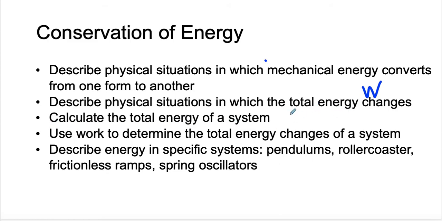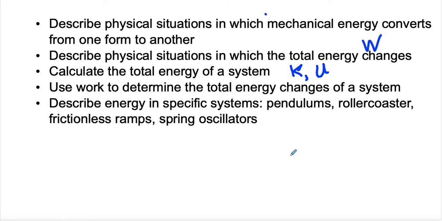Calculate the total energy of the system. You need all the kinetic energies and all the potential energies. Calculate all of those, and you may have multiple kinetic or multiple potential energies that you are dealing with. Use work to determine the total change in the system to be able to figure that out. So the work is the connection between energy changes. So pendulums, roller coasters, frictionless ramps, those things.